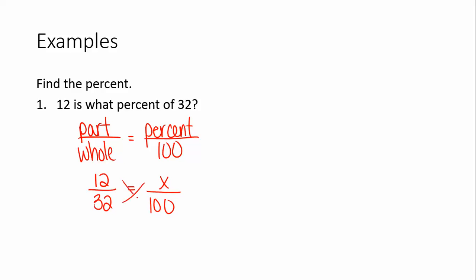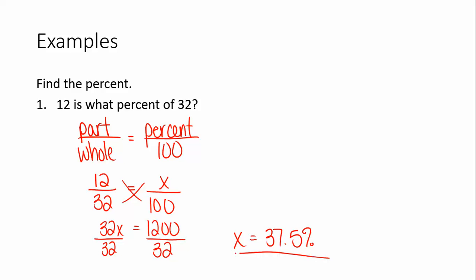So we're going to cross multiply: 32x equals 1200. And we divide both sides by 32. We solve this just like the proportions we solved earlier in chapter 6. So 1200 divided by 32 is 37.5. And remember, this is percent. So 37.5%. 12 is 37.5% of 32.